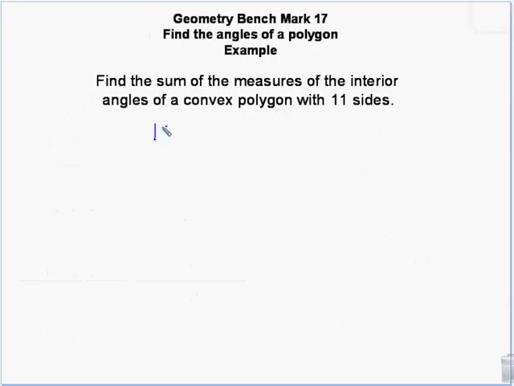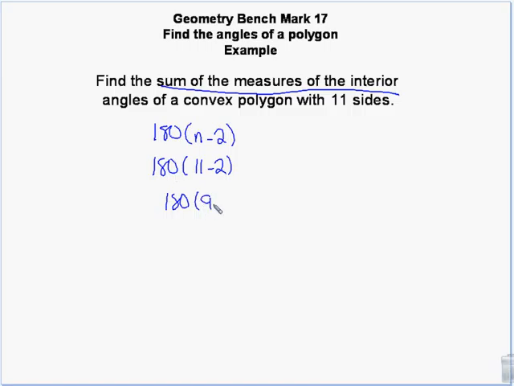Sides. So this is the 180 times n minus 2, and that's because it's the sum of the measures of the interior angles. So 180 times 11 minus 2, which is 180 times 9, which is 1620.